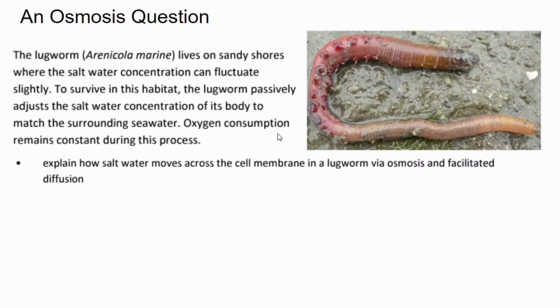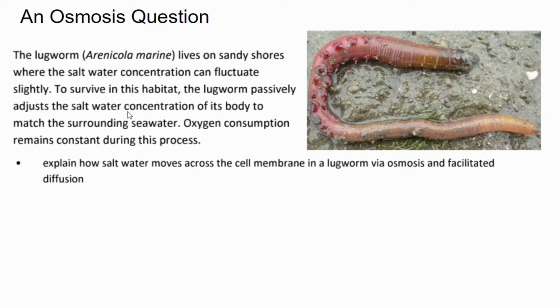Oxygen consumption remains constant during this process. Let's not worry about that. The question says, explain how salt water moves across the cell in a lugworm via osmosis and facilitated diffusion. Okay, so first things to note, the question says that the lugworm passively adjusts to the salt water concentration. So we're not talking about ATP, we are talking about passive transport.